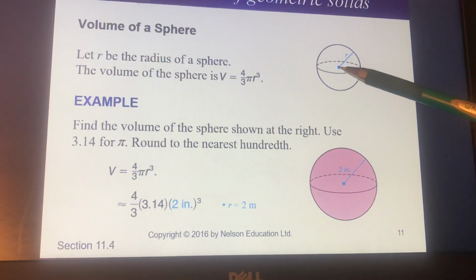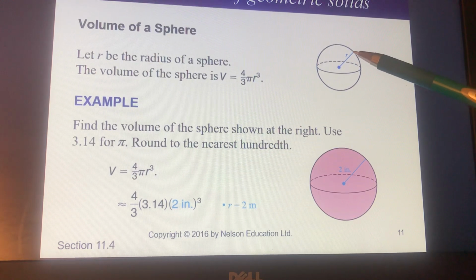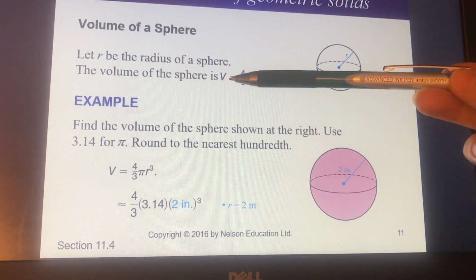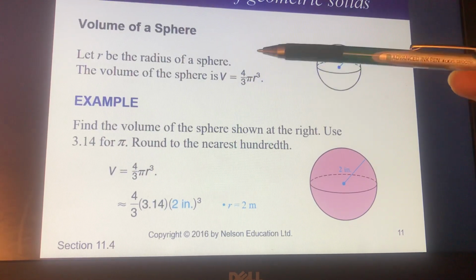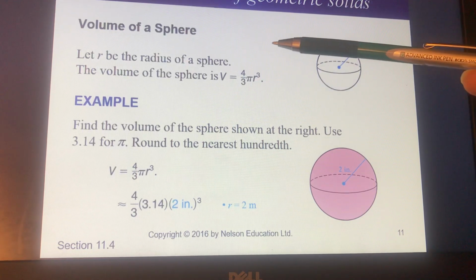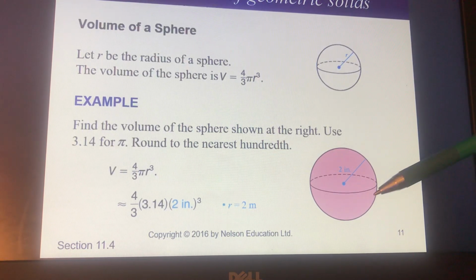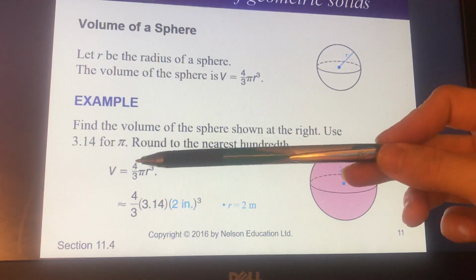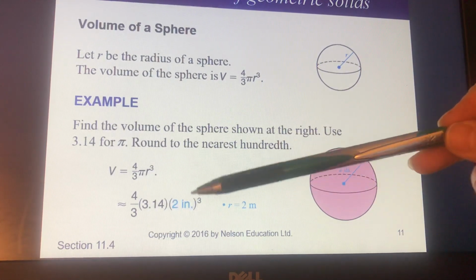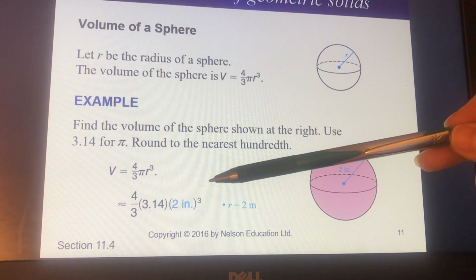From the very center all the way to the surface is going to be its radius. The formula for the volume is a little bit complicated. Please memorize it. Volume is 4 over 3 pi r cubed. Let's do it in an example. If you want to find the volume of this sphere which has a radius of 2 inches, we put it into the formula: 4 over 3 pi radius to the power of 3.